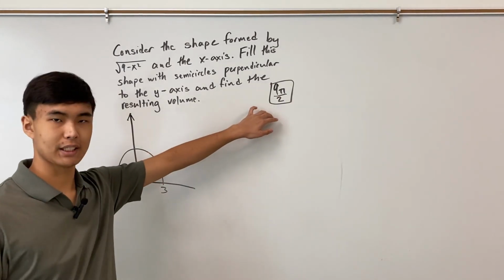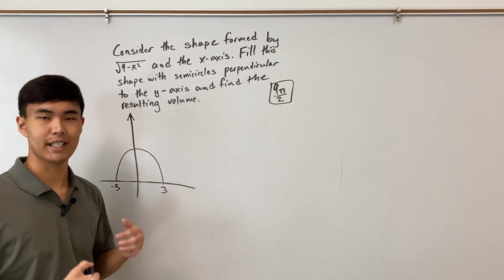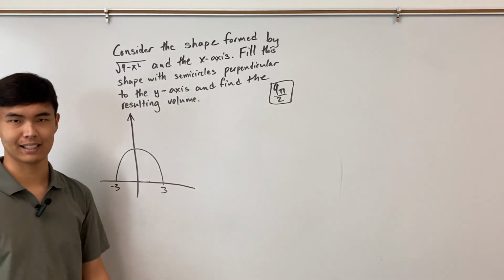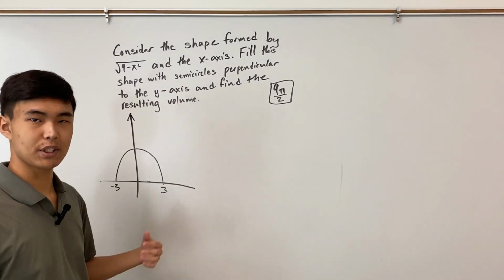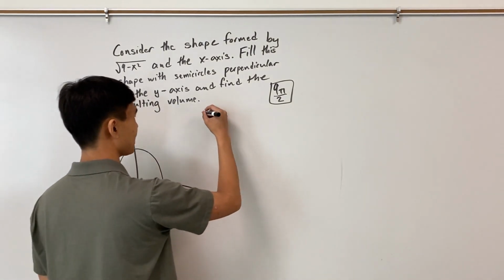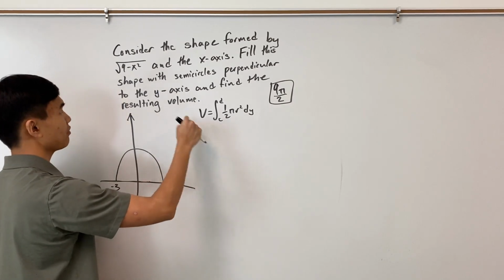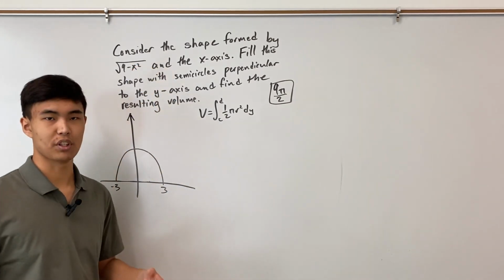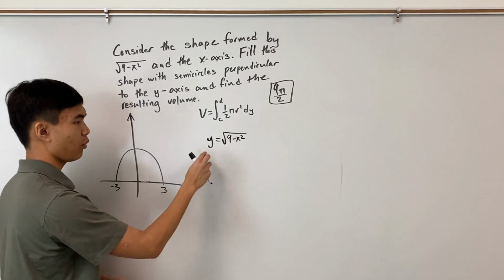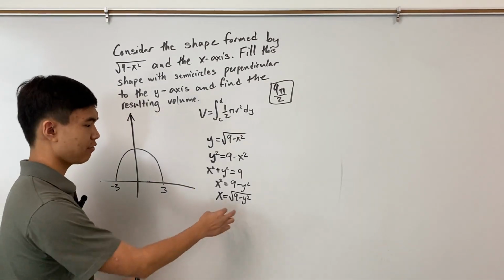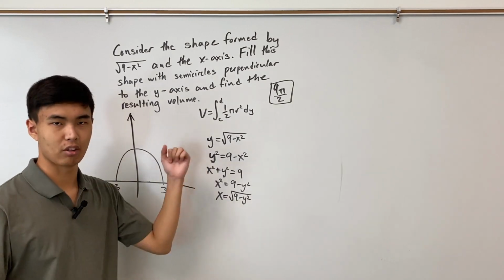So I'm going to keep our answer here in mind because we're going to do the exact same problem, but with semicircles perpendicular to the y-axis this time. We know that we're filling with semicircles, so I'm going to write my integral to reflect that, like so. But now, in order to use it in this form, we have to get our function in terms of y. So I'm just going to let y equal root 9 minus x squared and then solve for y. So this is our function of y that we're going to work with to get our radius.